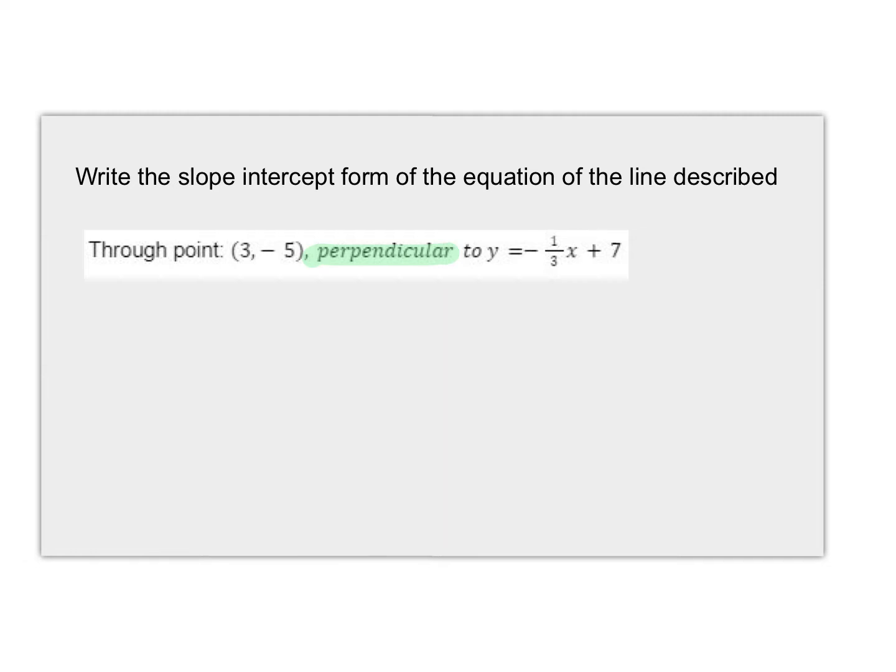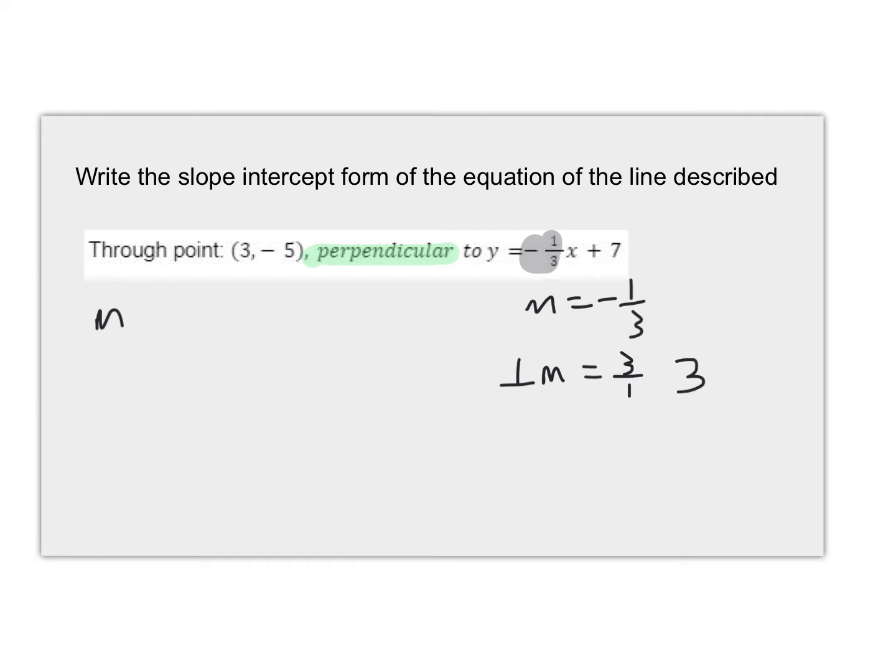So this original equation has a slope of -1/3. This is the slope right here, -1/3. Well, a perpendicular slope then would be the opposite reciprocal. The opposite means it goes from a negative to a positive, and the reciprocal of 1/3 is 3/1. So our slope is going to be 3/1, which we're really going to write as 3.